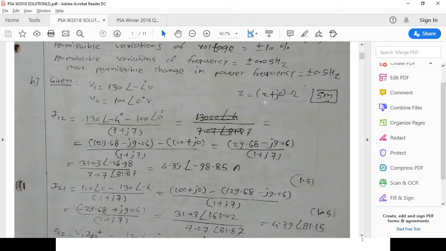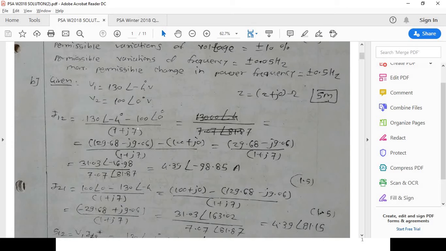Now we'll calculate the current which is flowing from source 1 to 2. So here I12, where I shows the current and 12 represents that this current is flowing from source 1 to source 2. And what is the formula for this? I12 is equal to V1 minus V2 upon Z. So you have the value of V1 130 at an angle of minus 40 degree, V2 is equal to 100 at an angle of 0 degree, and impedance Z is equal to 1 plus j7.